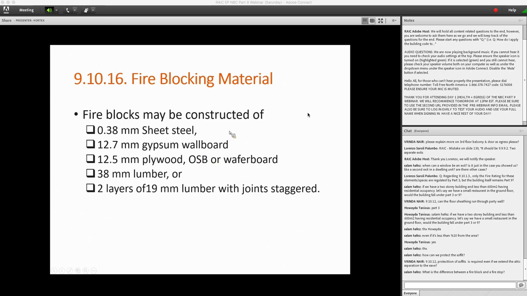So what materials can be used as fire blocks? Fire blocks may be constructed of 0.38 millimeter sheet steel, gypsum wallboard, plywood, 38 millimeter lumber, or 2 layers of 19 millimeter lumber with joints staggered. Again, this is in 9.10.16 of the code.